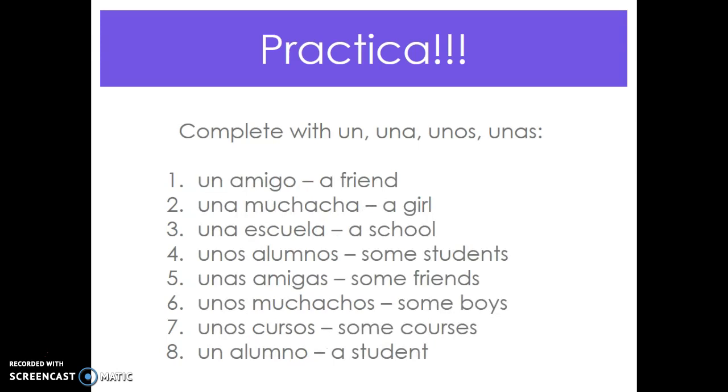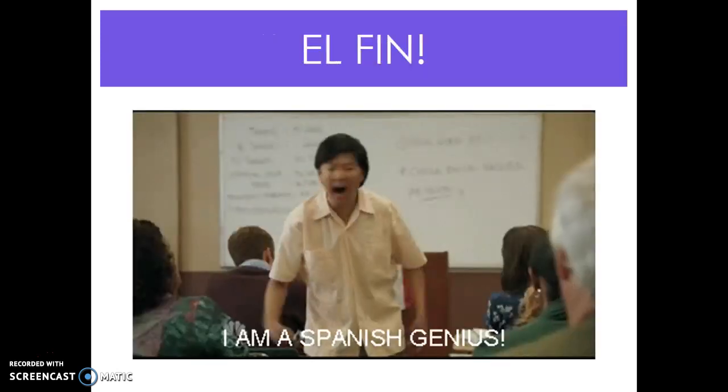And here are the respuestas again. A friend, un amigo. A girl, una muchacha. A school, una escuela. Some students, unos alumnos. Some friends, unas amigas. Some boys, unos muchachos. Some courses, unos cursos. And a student, un alumno.